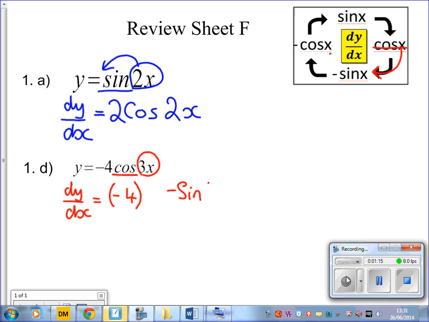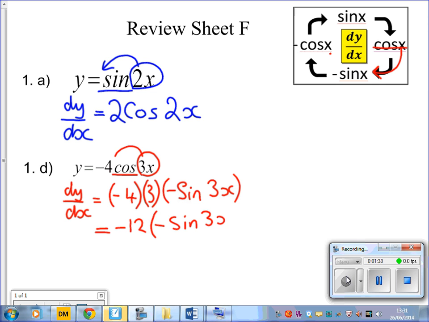This part stays the same, 3x, and the number in front comes down to be multiplied. Now I've got minus 4 times 3, that's minus 12, times this part, minus sine 3x. Two minuses here, so when I multiply them together, I've got a positive 12 sine 3x.